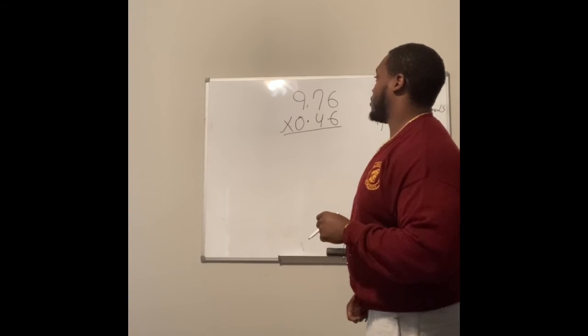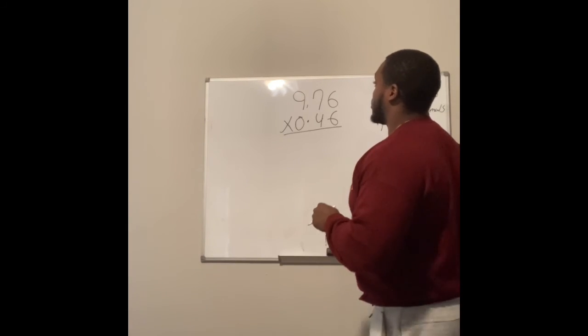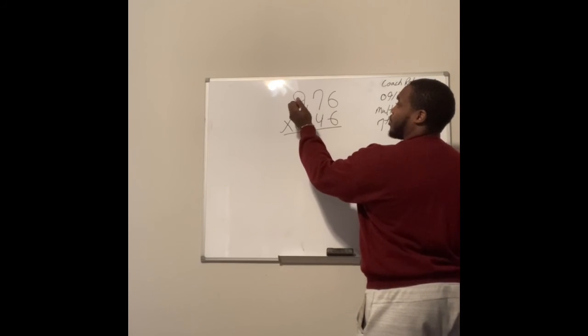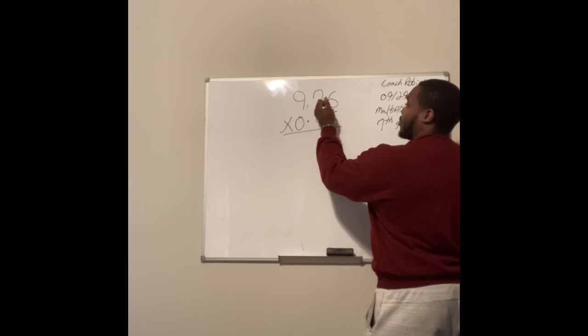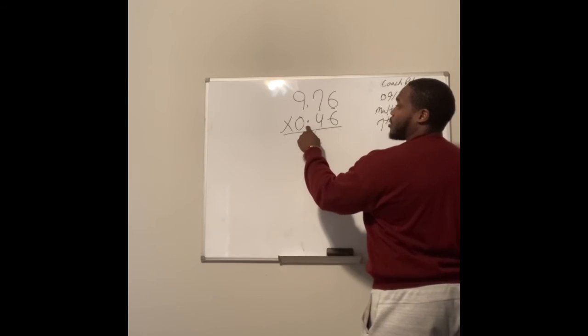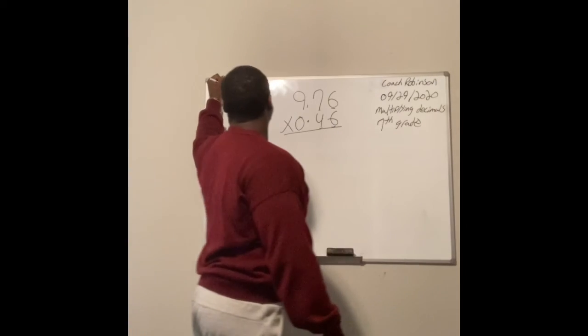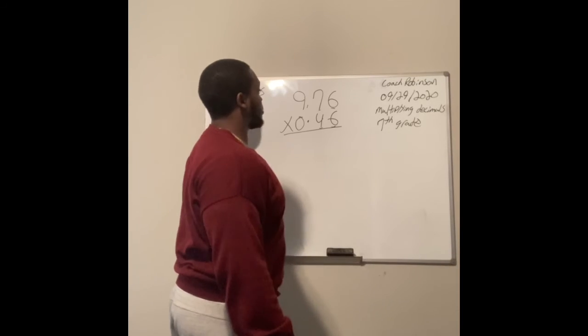9.76 times 0.48. So now let's count our decimal spaces. The spaces are the numbers after the decimal. So for 9.76, that's 2 spaces, the 7 and the 6. And then 2 spaces for 0.48. So totaling 4 spaces. Okay, so we're gonna remember this at the end.